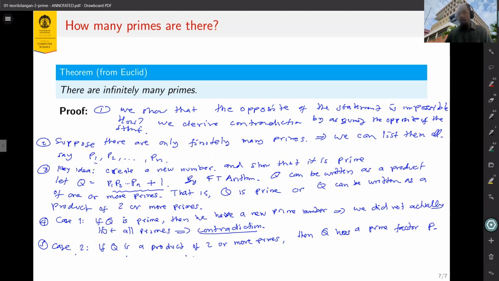So we know that Q has a prime factor. Now let's take a look at the list. Does any of P1 up to Pn divide Q? That's my next question. Does any one of P1 up to Pn divide Q?